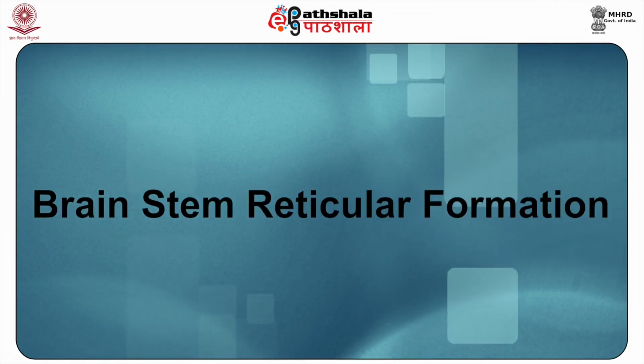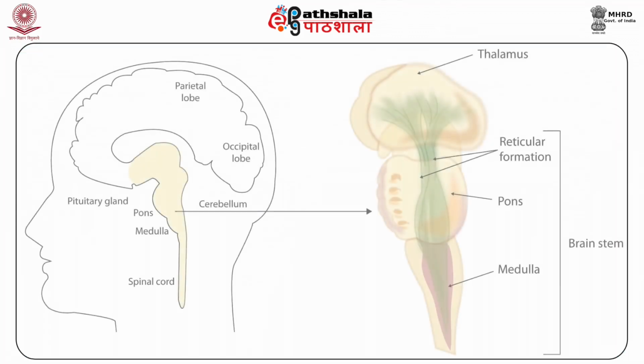Brainstem reticular formation: the network of nerve pathways and nuclei throughout the brainstem connecting motor nerves and sensory nerves to and from the spinal cord, the cerebellum and the cerebrum. The figure shows the location of the brainstem reticular formation.